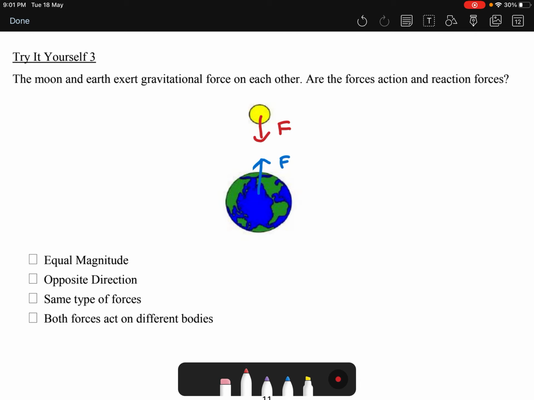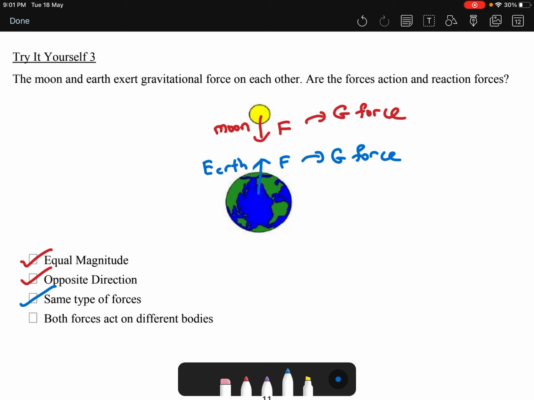Okay, so let's see. Are they equal in magnitude? Yes, definitely. Second, opposite direction? Definitely, yes. Third, same type of forces. So this is G force, gravitational force. The blue color is also gravitational force. So they are the same type. Last but not least, both forces are acting on different bodies. Yes, because this red color is acting on the moon, but the blue color force is acting on the earth. So yes, they are acting on different bodies. So they are action and reaction forces.